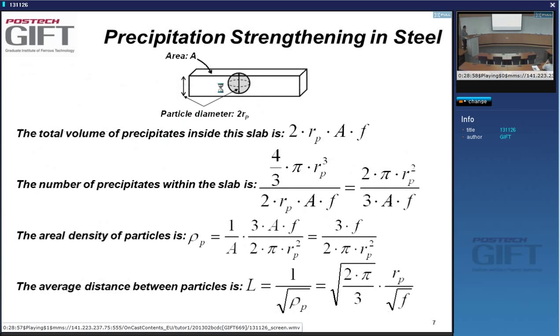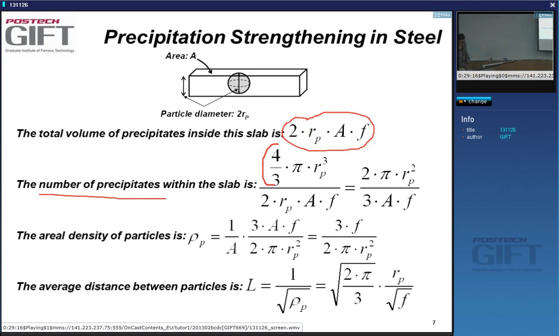Once we have this, we're in business. Then I can calculate the number of precipitates in this slab, and it's very simple. I have the volume of the precipitates, which I assume to be spherical, 4/3 pi R_P cubed, and the number is the volume of precipitates divided by that. This should be 1 over, actually, so I'll correct this when I put it on the class site. Anyway, this is the answer.